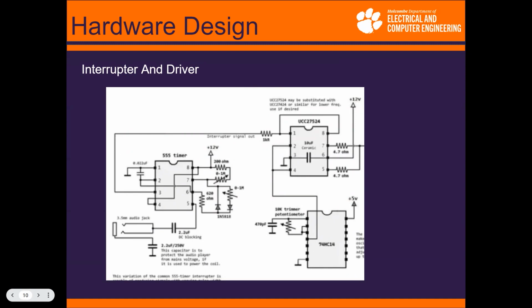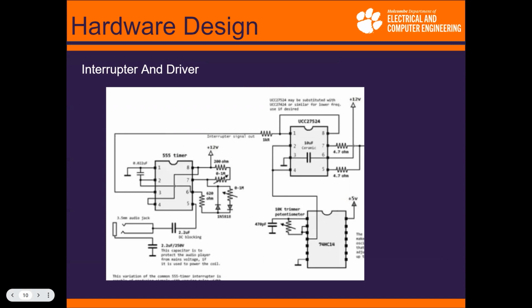So on the left, we have the inverter circuit. The output of this is basically a PWM or essentially an FM signal. And that goes into the driver part of the circuit, which is composed of a UCC27524, which is a MOSFET gate driver, just controls the voltage on the MOSFET.